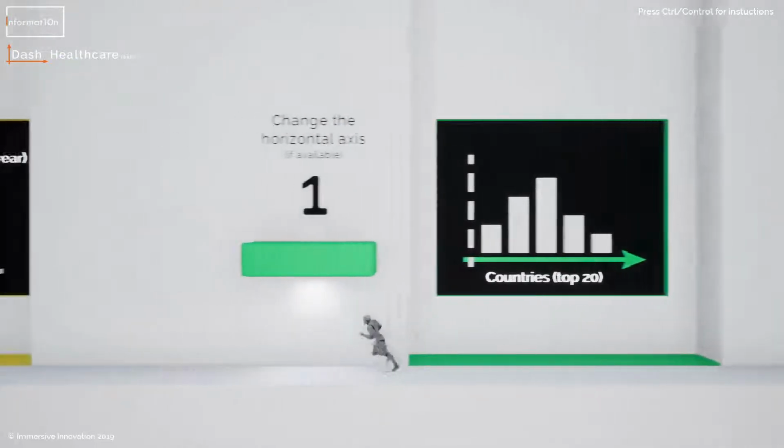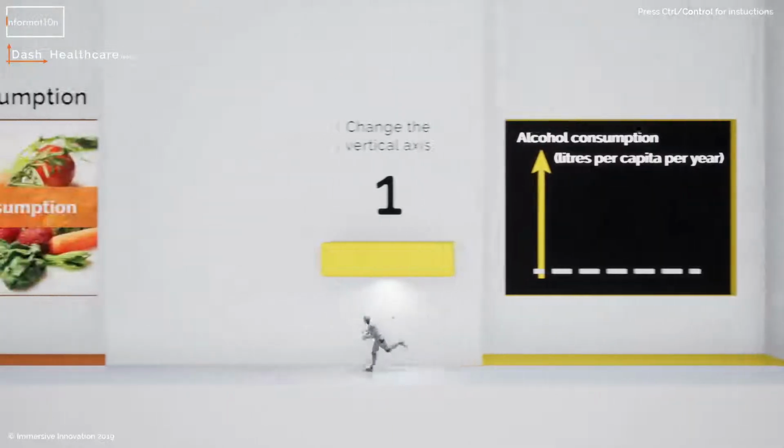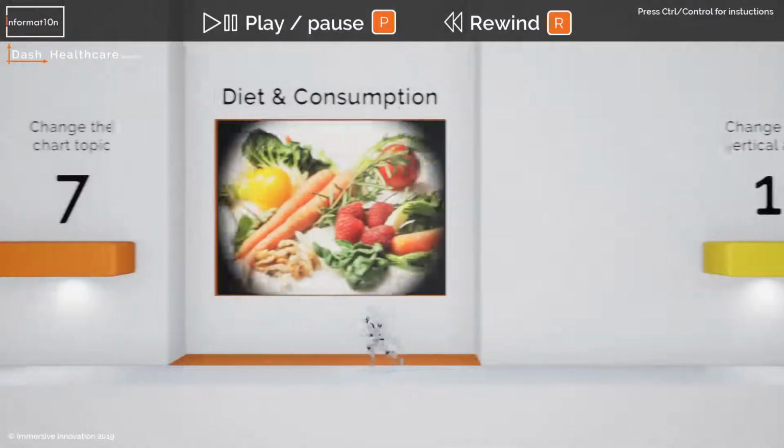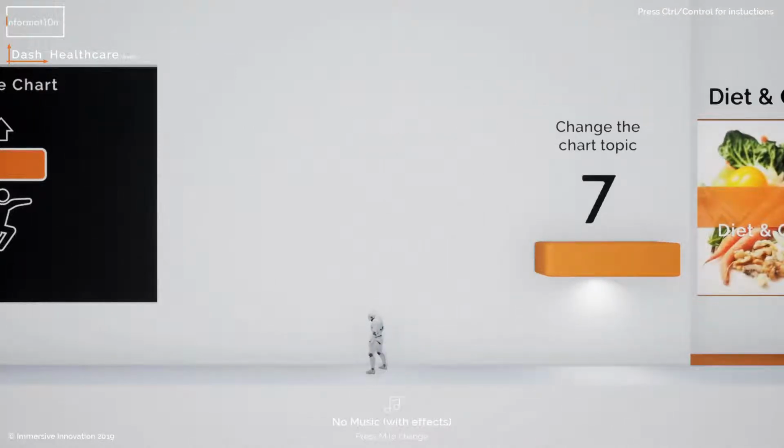And there is also a music soundtrack. You can't hear that while you're listening to this video, but there is the option of having music playing while you explore the data. So I can do that by pressing the M key for music. So there we can see no music but with effects. Pressing it again, we've got music chilled, music upbeat, and then we've got no music or sound effects.